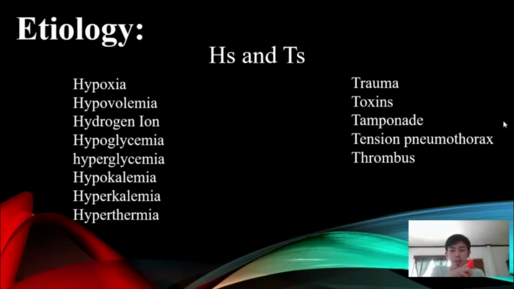For us to easily remember the etiological factors, we can make use of the H's and T's. So the H's consist of hypoxia, hypovolemia, hydrogen ion, hypoglycemia, hyperglycemia, hypokalemia, hyperkalemia, and hyperthermia. The T's are trauma, toxins, tamponade, tension pneumothorax, and thrombus.